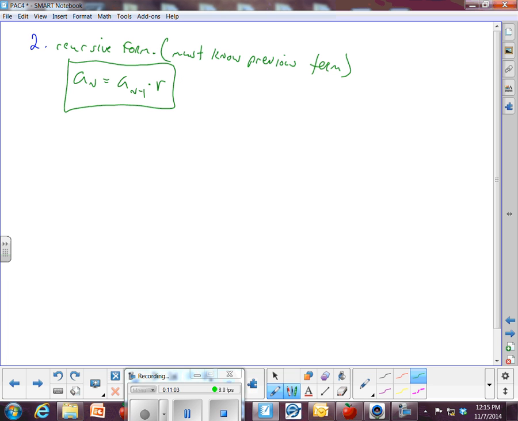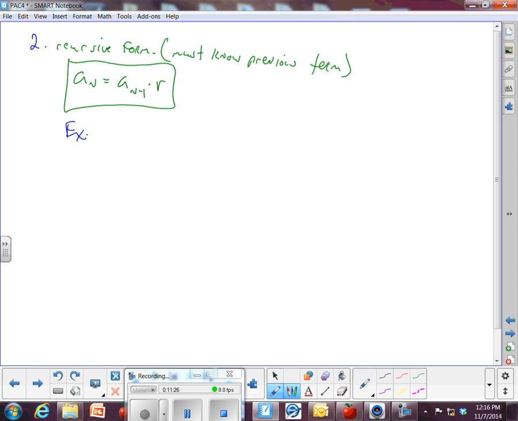All right. So that's the recursive formula. Again, there's value if you know a previous term. There's not a whole lot of value if you don't know the previous term. It's just the way it is. So let's do one example. We'll get on to the more valuable one, and that's the explicit formula. So example.